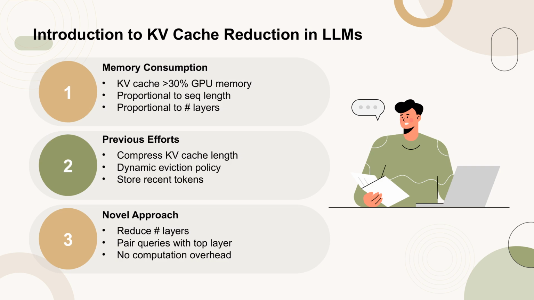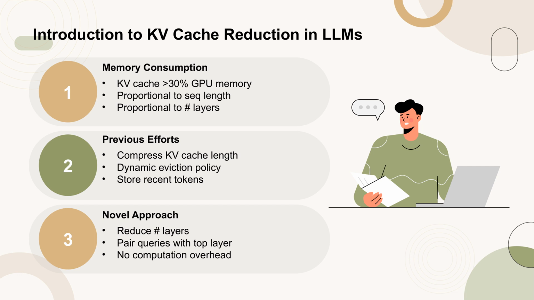The introduction of this paper highlights the significant memory consumption issue of key value, KV, caches in large language models, LLMs, which accounts for over 30% of GPU memory. This consumption is directly proportional to both the sequence length and the number of layers, making it a critical bottleneck. Previous research has focused on compressing the KV cache to reduce memory usage, such as by shortening the cache sequence or implementing dynamic eviction policies.